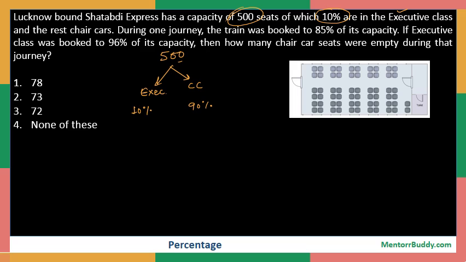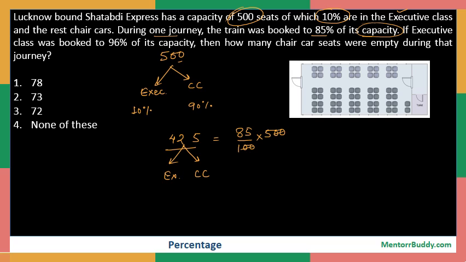Now the question says, during one journey, the train was booked to 85% of its capacity. When we talk about capacity, we mean that 85% of the total seats were booked for this journey. So if I do the rough calculation, 5 fives are 25, 8 fives are 40, and this gives me 425 seats were booked for the journey. Now please understand, this includes both executive as well as chair car.